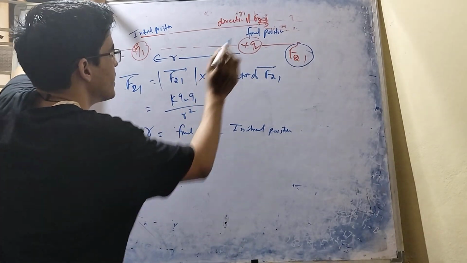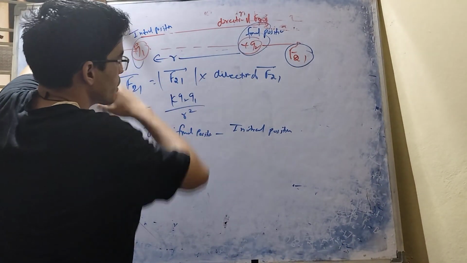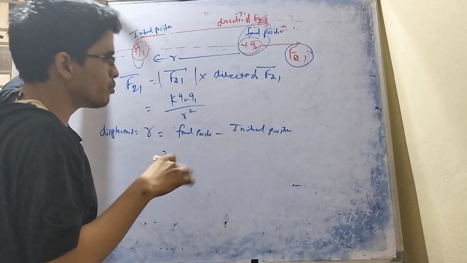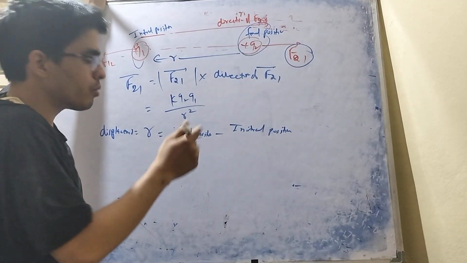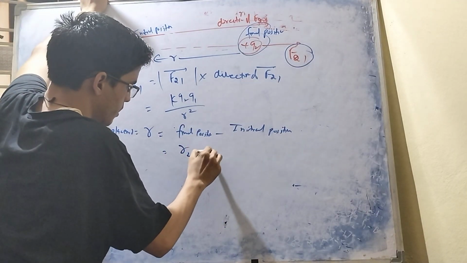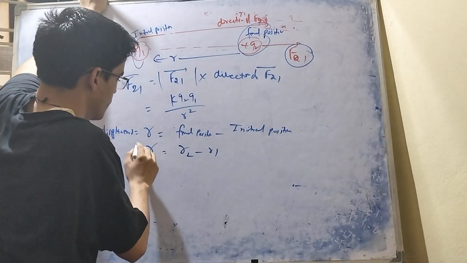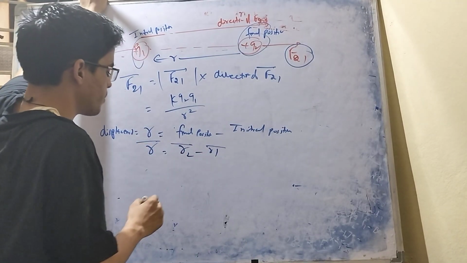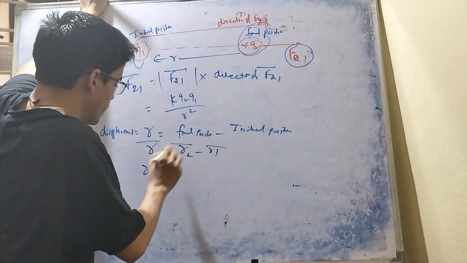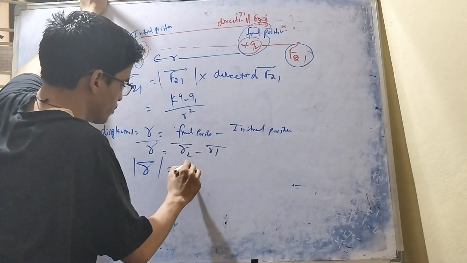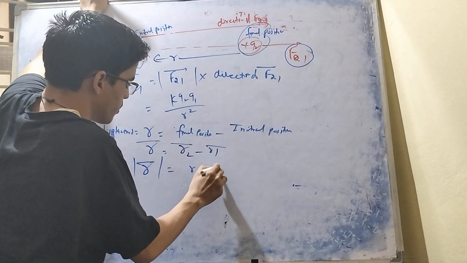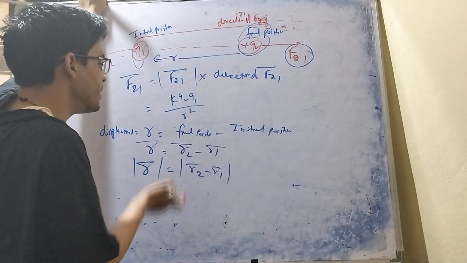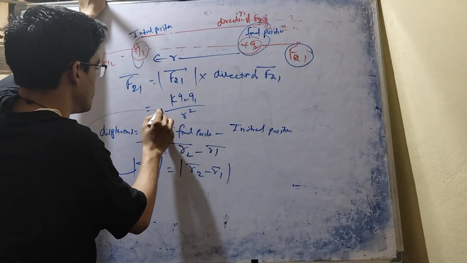See here, what is the final position? Is it Q2 or Q1? Q2. So the position of Q2 is R2. We can write R2 minus R1. This is called the R vector. Right? R2 minus R1 equals the R vector. Otherwise, can you tell the R21 vector mod equals R2 minus R1 vector mod? Check. Simply, I want to use this concept here.